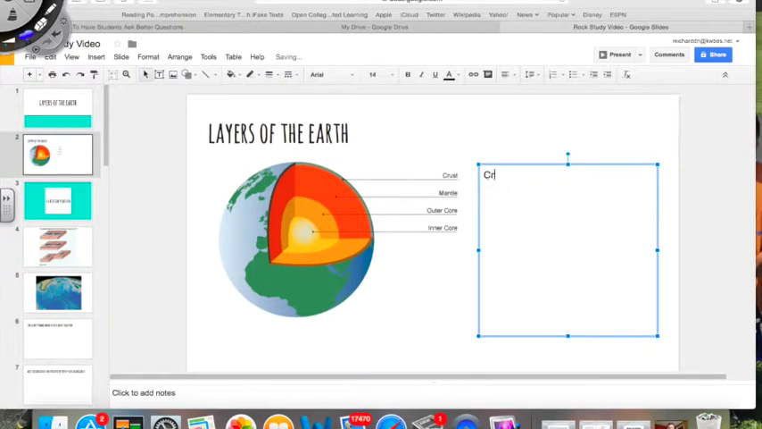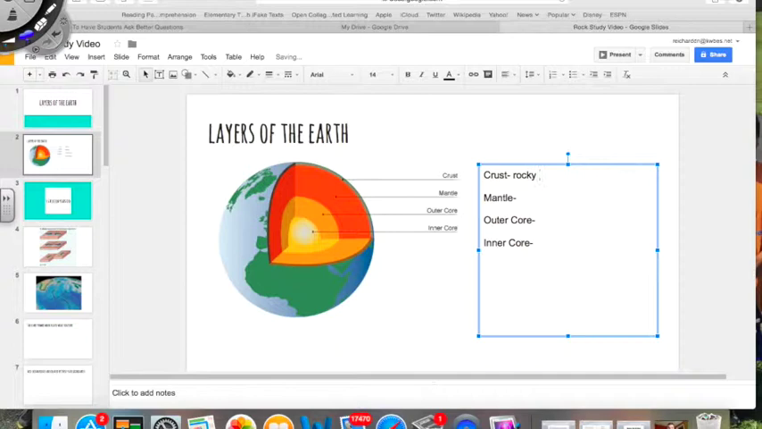I'm actually going to add some text here as we go. So what is the crust made of? What is the mantle made of? What is the outer core made of? And what is the inner core made of? Those are four very important things. So write those down on your paper just like I just typed on the screen.